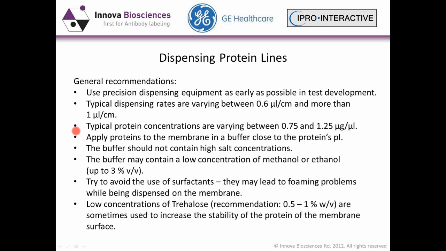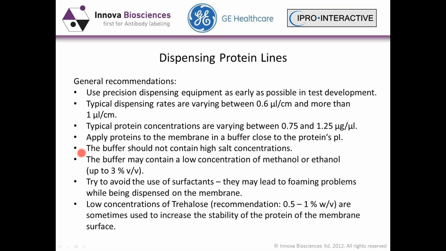This holds true as long as this pH is not below 3 or above 10, because pHs below 3 and above 10 will start to hydrolyze the cellulose backbone of the membrane, and then you're done and you can't work with the membrane anymore. The dispensing buffer should not contain high salt concentration.